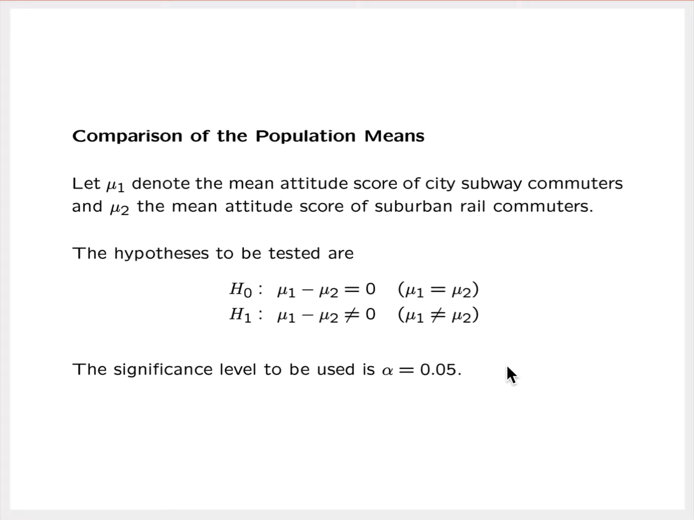All right, so let's proceed now and let's compare the population means. So we'll let mu 1 denote the mean attitude score of the city subway commuters, and mu sub 2 be the mean attitude score of the suburban rail commuters. The hypotheses to be tested are as follows. The null hypothesis is that the two means are equal, which can be equivalently stated as their difference being equal to 0. And the alternative is that the two population means are not equal, which is equivalent to the difference being not equal to 0. And again, we're going to use a significance level for this test of 5%, alpha equal to 0.05.